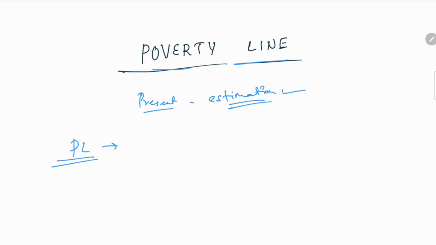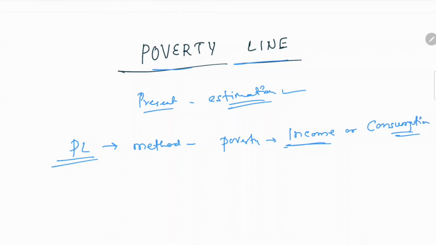Okay, what is the poverty line? It is a method where you can measure poverty based on either income or consumption level. See, there can be two ways to determine the poverty line. One is based on income and the other is based on consumption.